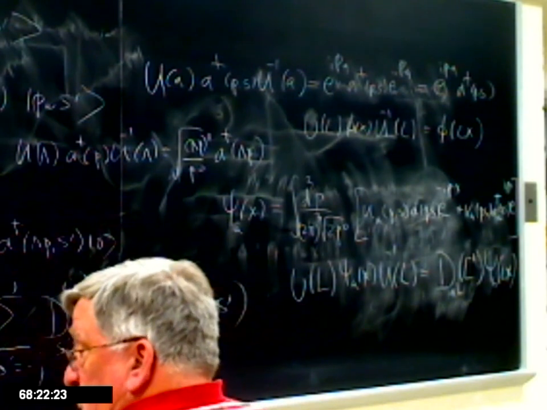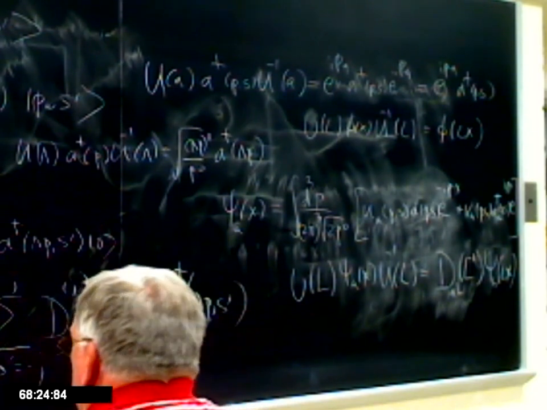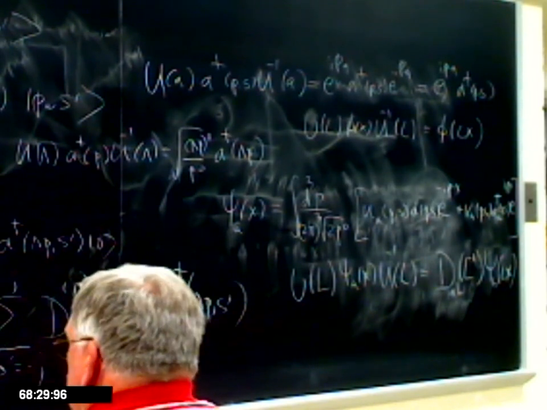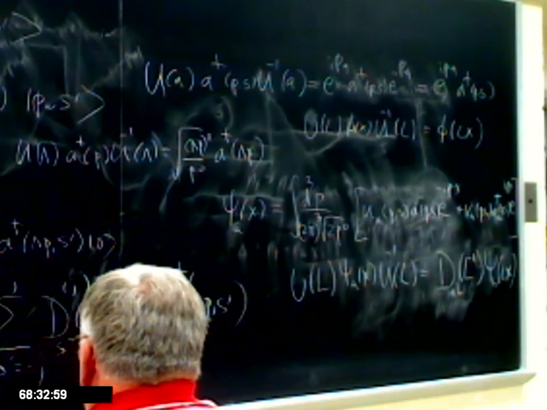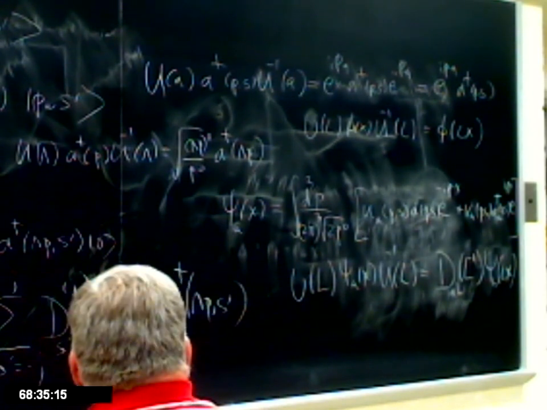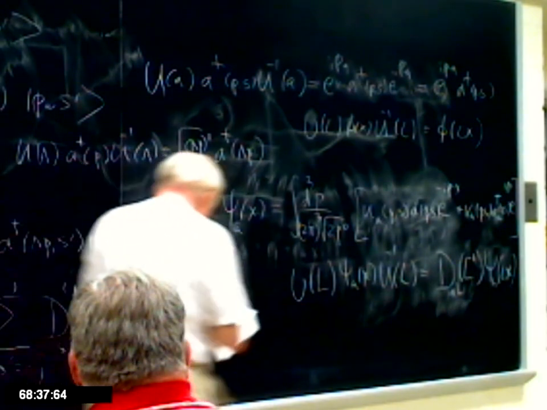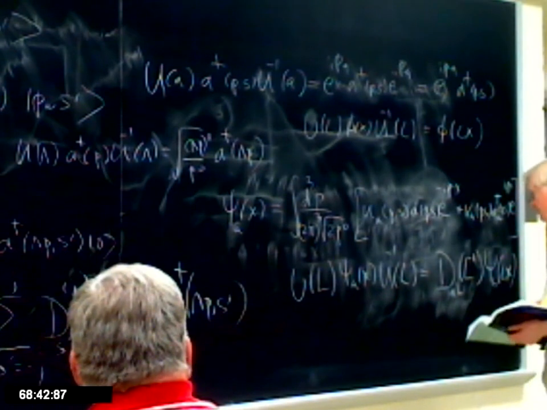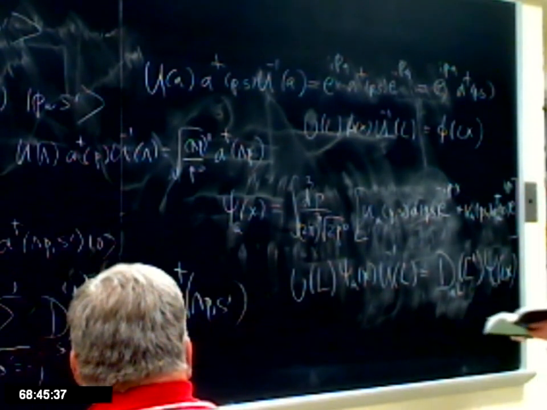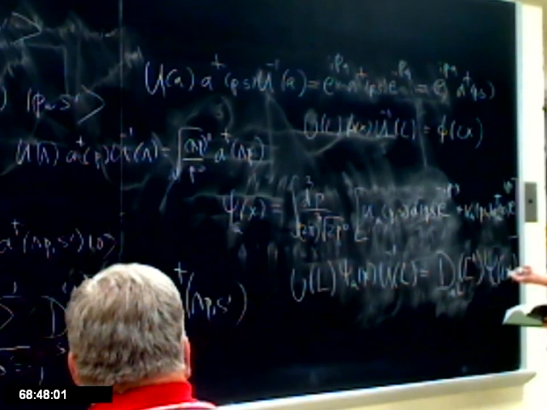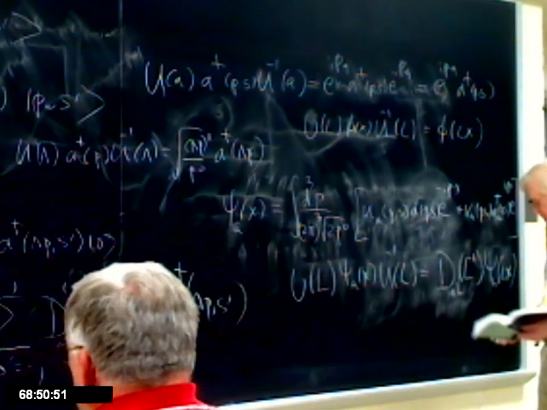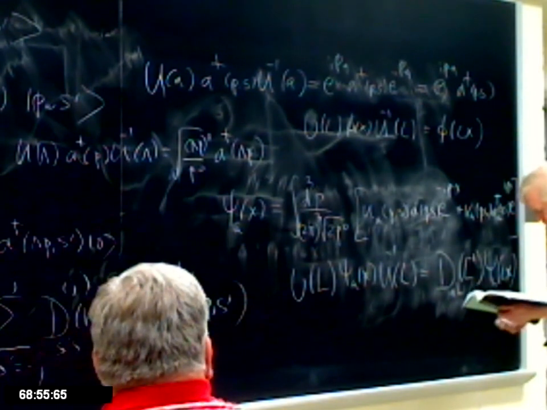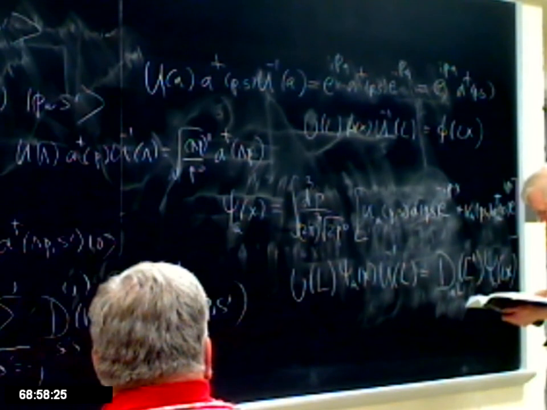Yeah, I got it right. Oh, wait, there's a little subtlety here. Yeah, no, I see it right. Okay. So this is right. And if you do it with Poincaré transformation, then it's plus A. Does that make sense?